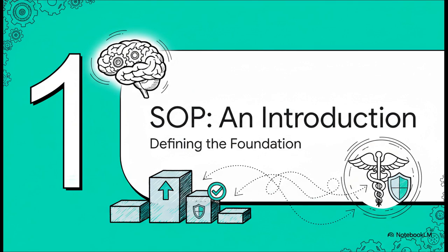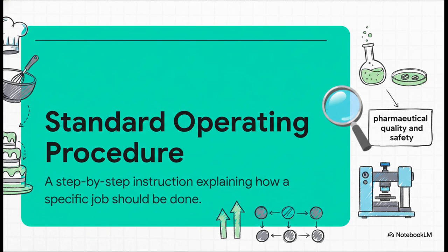First things first, what in the world is an SOP? Okay, so a standard operating procedure, or SOP, is pretty much what it says on the tin. The best way to think about it is like a recipe, but instead of baking a cake, you're performing a critical task in making medicine. It is a super detailed written guide that means anyone, as long as they have the right training, can do a job the exact same way every single time.